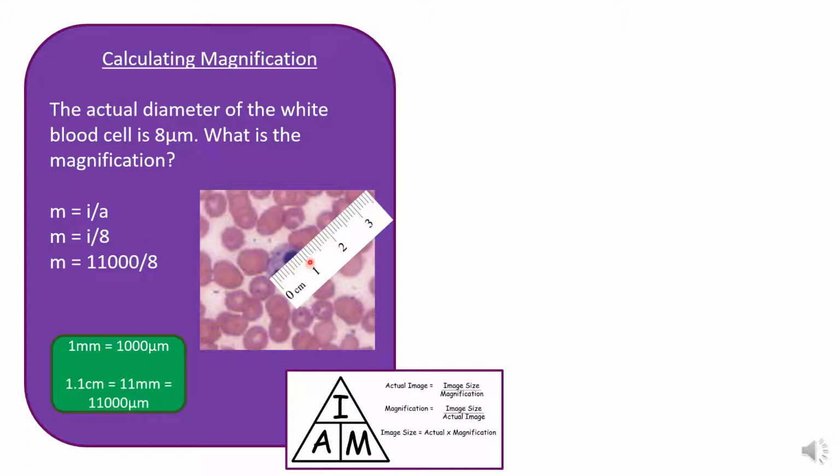That's 11 millimeters. So 1.1 centimeters, 11 millimeters. That's the same as 11,000 micrometers. Remember, 1 millimeter, 1,000 micrometers. 11 millimeters, 11,000 micrometers. So we pop that here over our actual size of 8 micrometers. And we get a magnification of 1,375 times. So this image here has been magnified 1,375 times.